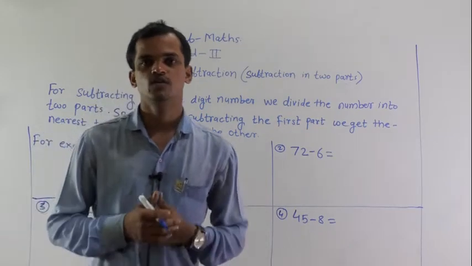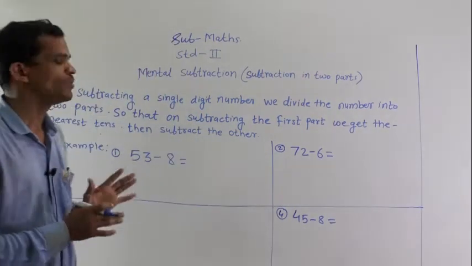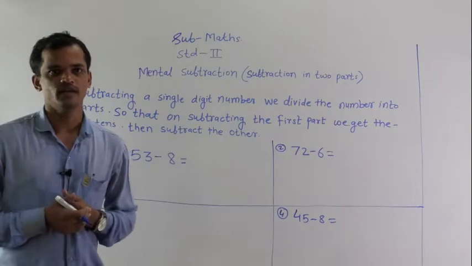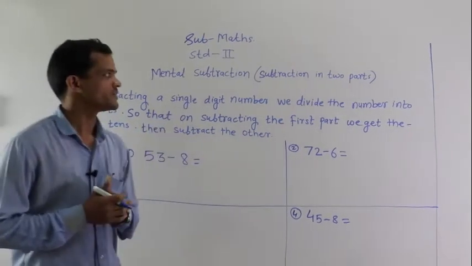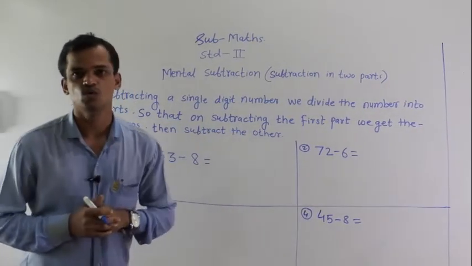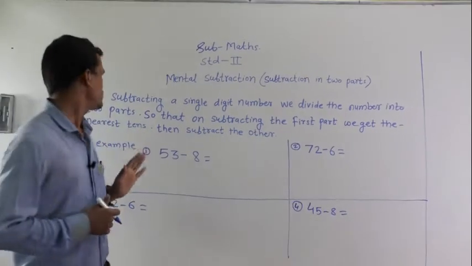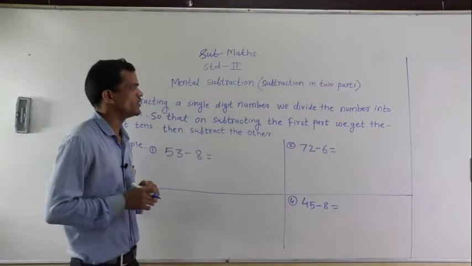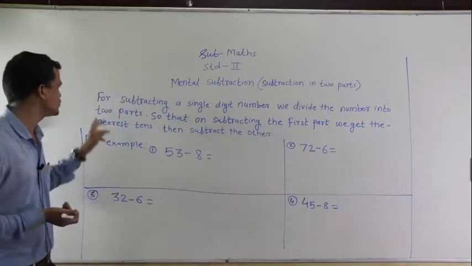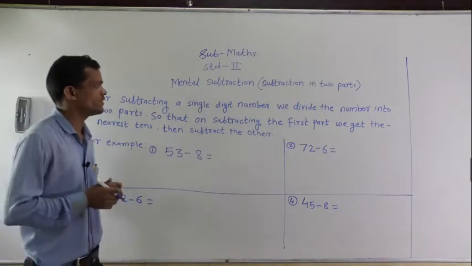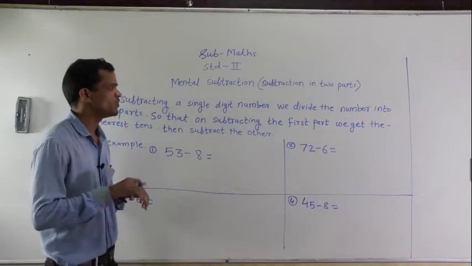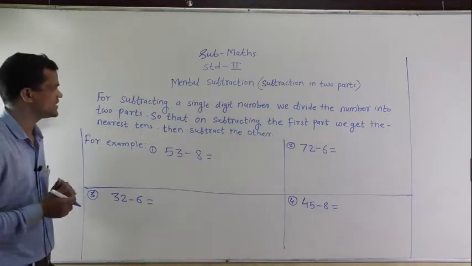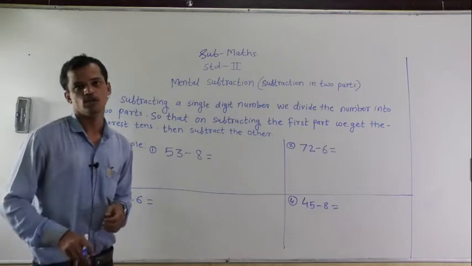Dear student, today we will see how to subtract mentally, okay? Mental subtraction, or subtraction in two ways. For subtracting a single digit number, we divide the number into two parts so that on subtracting the first part, we get the nearest tens, then subtract the other, okay?